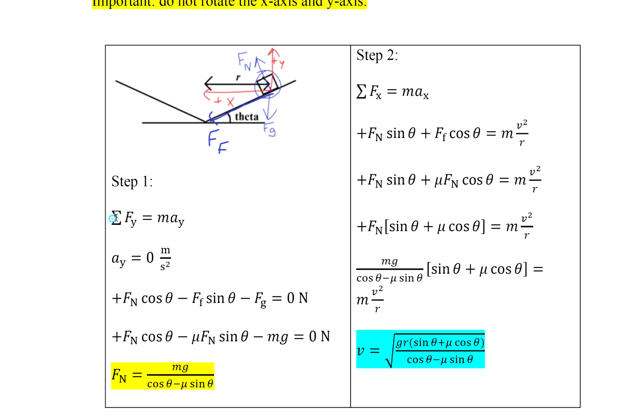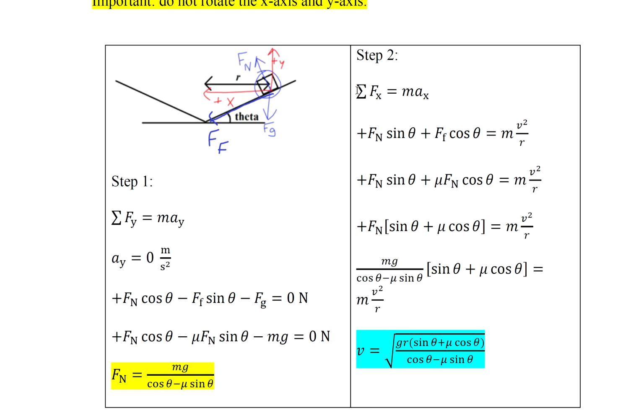So sigma F sub y equals ma sub y. A sub y is equal to 0. So now we have force normal cosine theta minus force of friction sine theta, because force of friction points down, minus force of gravity is 0. So we get this for force normal.